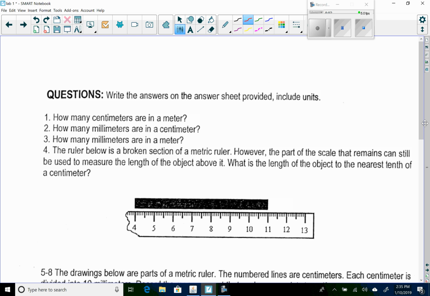Question number 4. The ruler below is a broken section of a metric ruler. However, the part of the scale that remains can still be used to measure the length of the object above it. What is the length of the object to the nearest tenth of a centimeter? To answer question number 4, look at the picture below it.